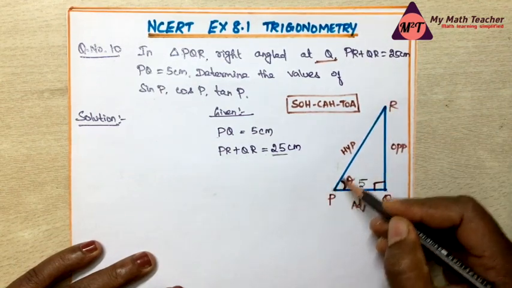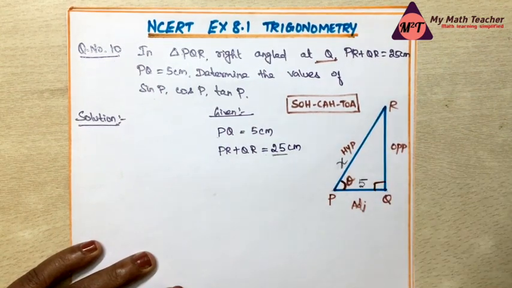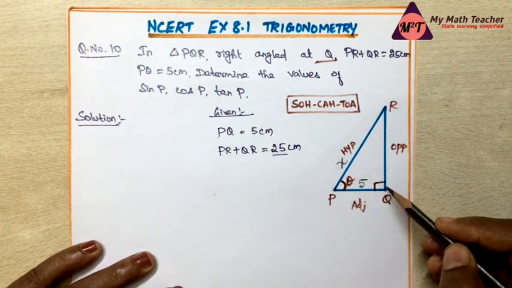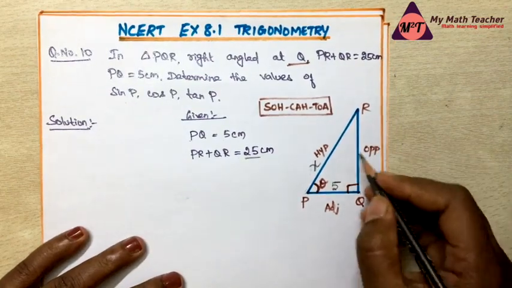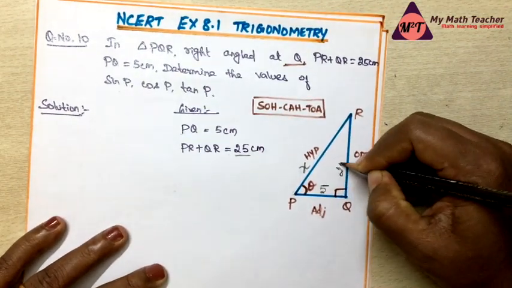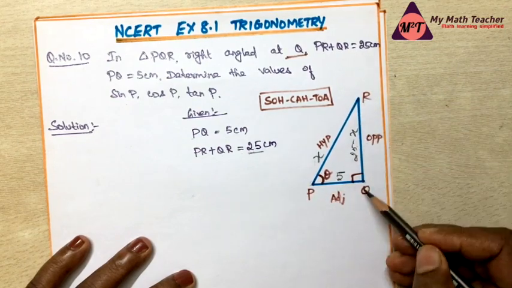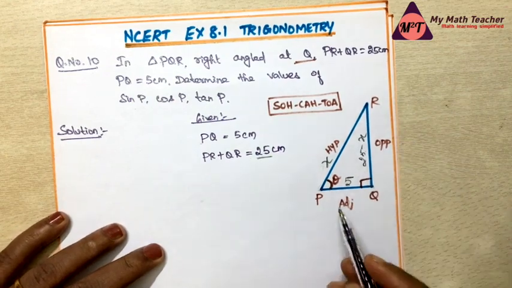Now we have to find each length individually. So let us take PR as X. As we don't know this value, let us take this as X. So what happens to QR? When they are together, when they make 25 cm, QR will be 25 minus X. Am I right? So when you subtract this value from 25, you will get this answer.